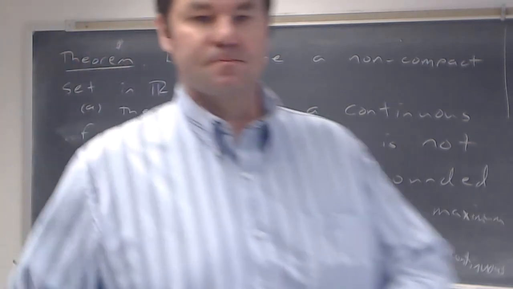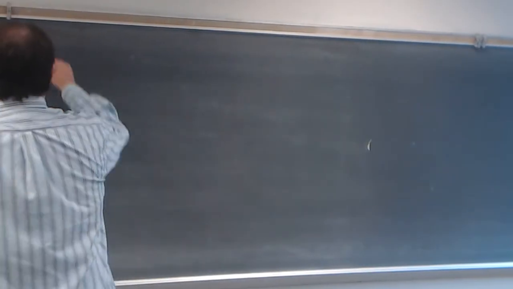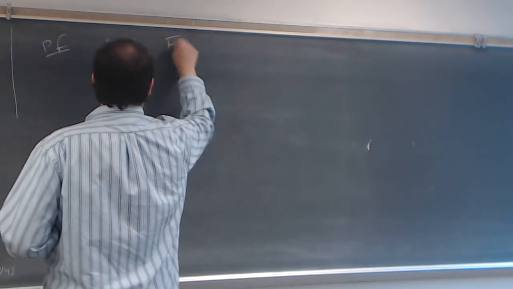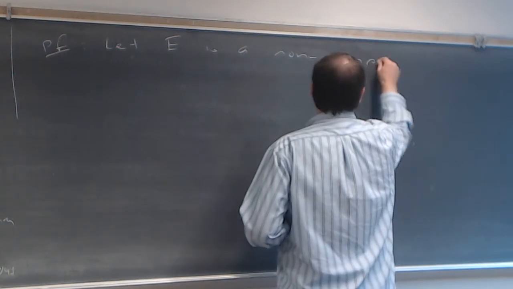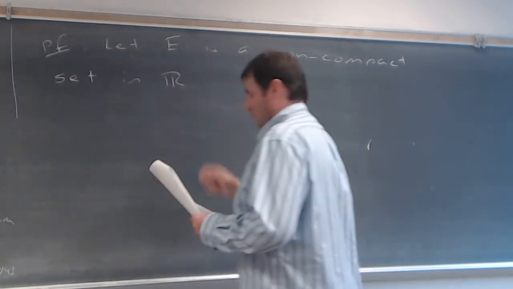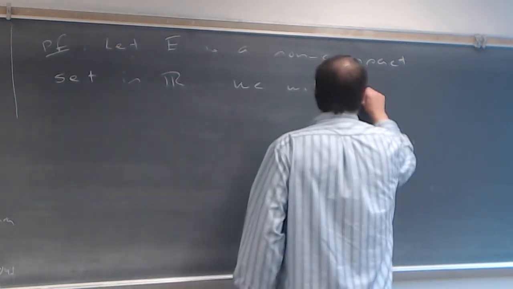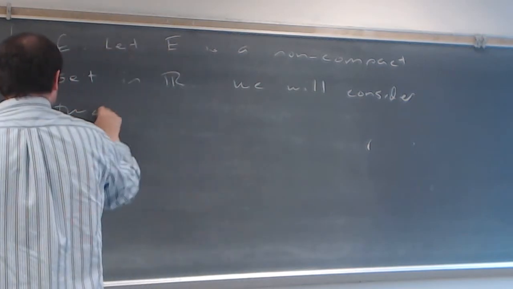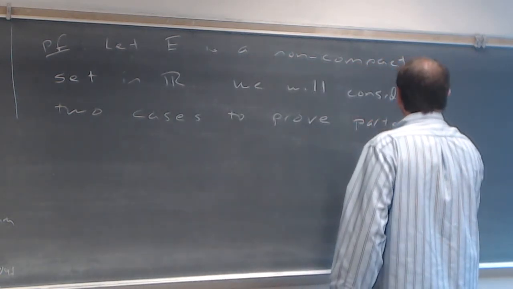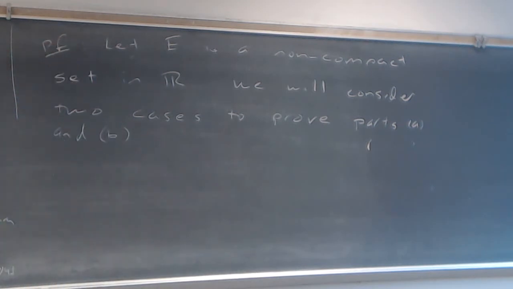We're ready to start the proof. There's three parts to prove, and we're going to start off with the assumption that E is a non-compact set in R. Now we will consider two cases to prove parts A and B of the theorem.